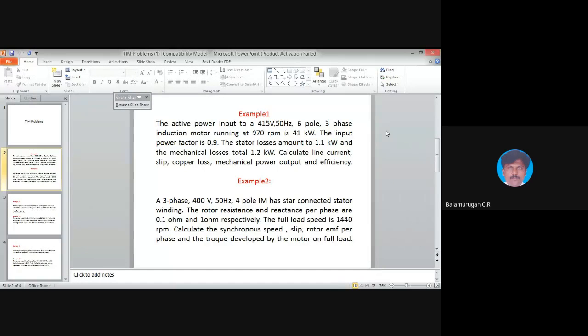Then you calculate the synchronous speed, slip. Whichever subdivision you know, calculate up to that. I will tell the remaining subdivision. So write: three phase system, voltage equal to 400 volt, frequency 50 hertz, number of poles 4. The rotor resistance is 0.1 ohm and the reactance is 1, and full load speed N is equal to 1440. Find the synchronous speed, slip, rotor EMF per phase, and torque developed by the motor on full load condition. So you calculate one by one.